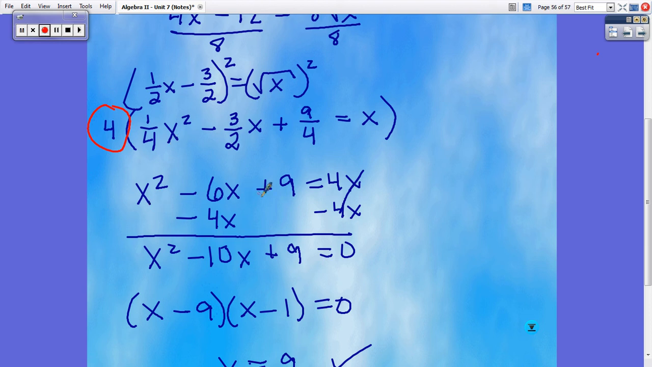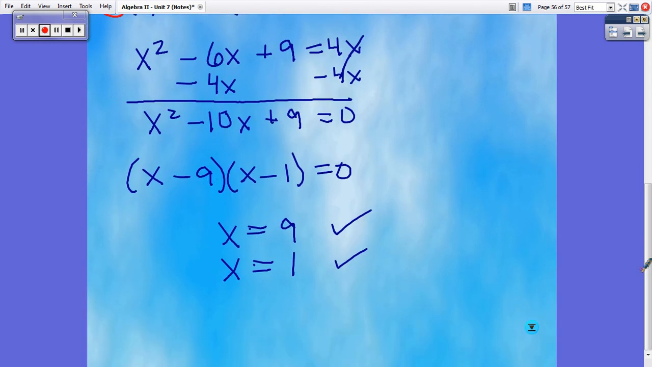So then I got x squared minus 6x plus 9 equals 4x. I'm going to have to use the quadratic formula or factoring. So I subtract 4x from both sides. I get x squared minus 10x plus 9 equals 0. And then I can factor those. I get x minus 9 and x minus 1. So my answers are 9 and 1. And you can go back to the original problem and check to make sure that both of those work as well.